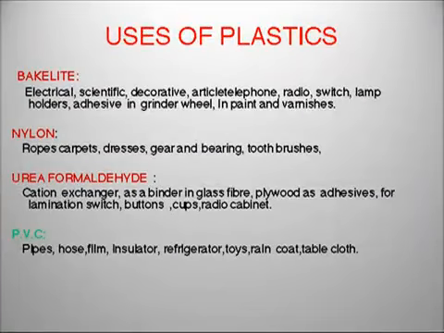Now we are going to discuss the uses of plastics. Nylon: ropes, carpets, dresses, gears and bearings, toothbrushes. Then urea formaldehyde: cation exchanger, as a binder in glass fiber, plywood, as adhesives for lamination, switches, buttons, cups and radio cabinets. Then PVC, well known as polyvinyl chloride: pipes, hose, film, insulator, refrigerator, toys, raincoats and tablecloth.